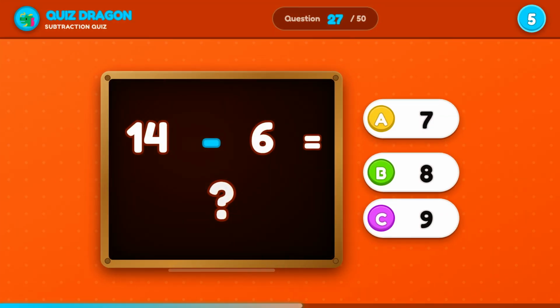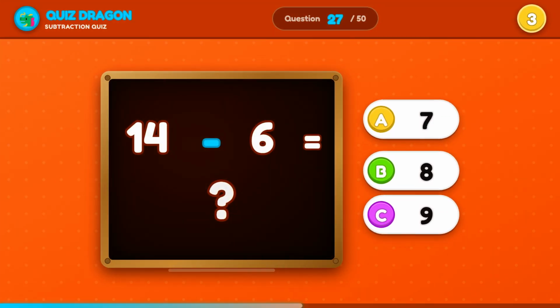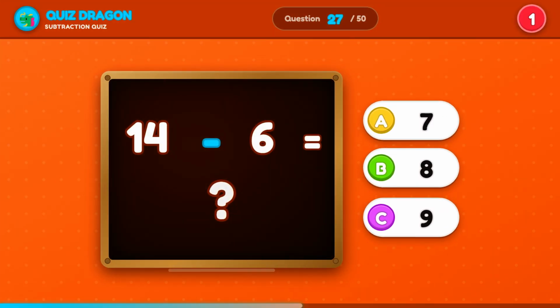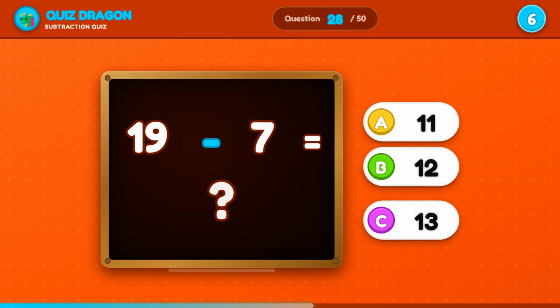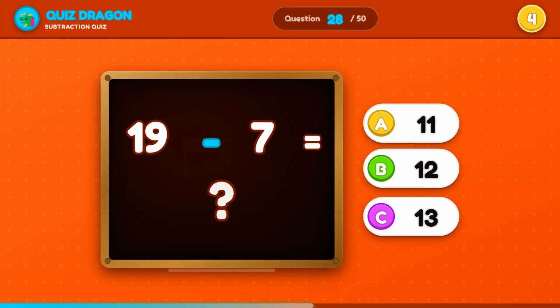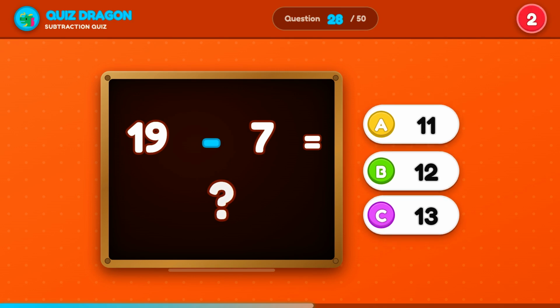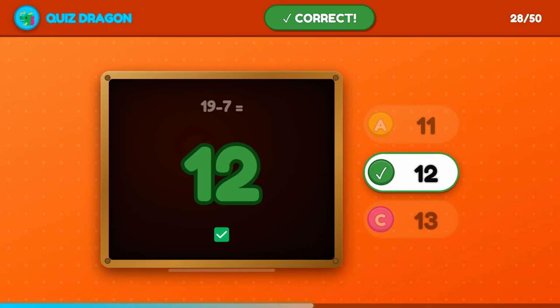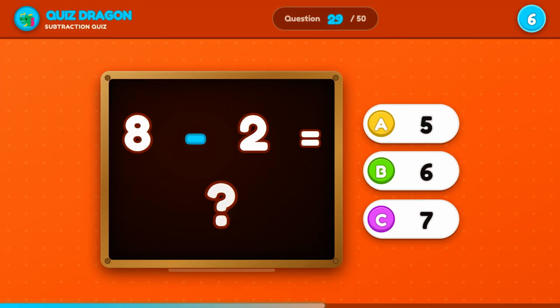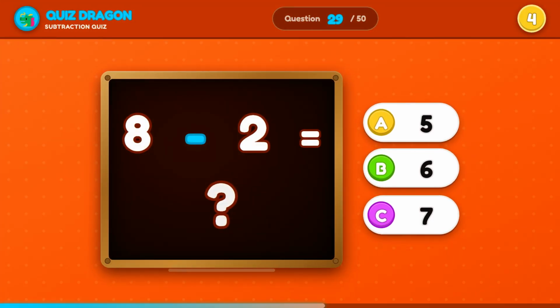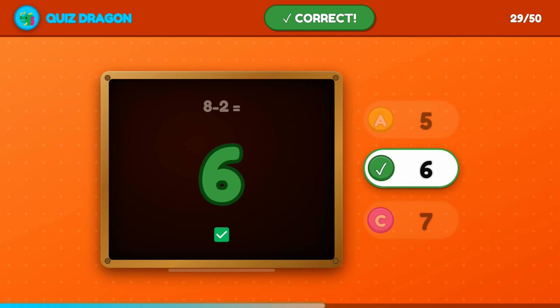Question 27. What is 14 minus 6? The correct answer is B, 8. Question 28. What is 19 minus 7? The correct answer is B, 12. Question 29. What is 8 minus 2? The correct answer is B, 6.